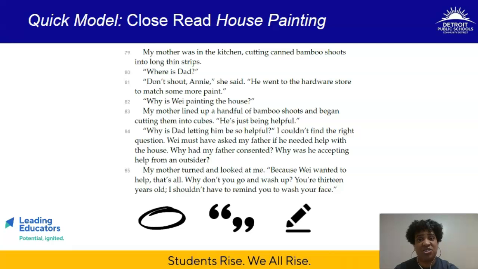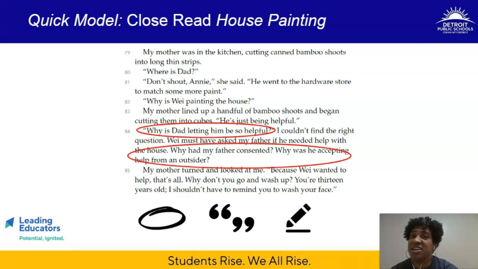We're going to go back to a section that we read yesterday. And this scene, if you recall, is when Mom is in the kitchen cooking and Annie is asking questions about where her father is and what in the world Wade is doing. So we're going to revisit this passage, this time looking at it more closely. Since we've already read it, we won't go through the entire text again, but we'll just point out the important factors aligned to the annotations we're supposed to be doing. So I circled, why is Dad letting him be so helpful? And why had my father consented? Why was he accepting help from an outsider?